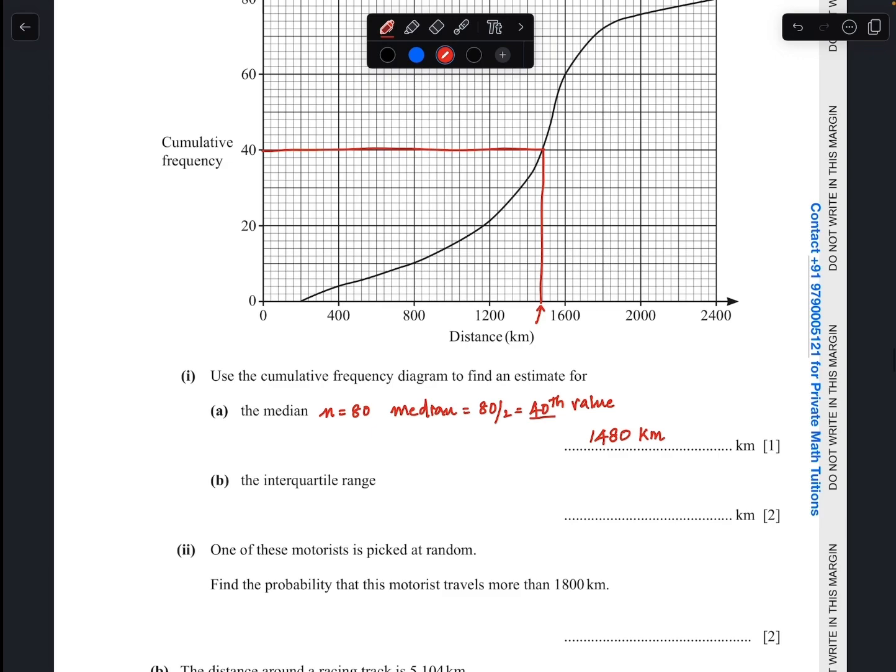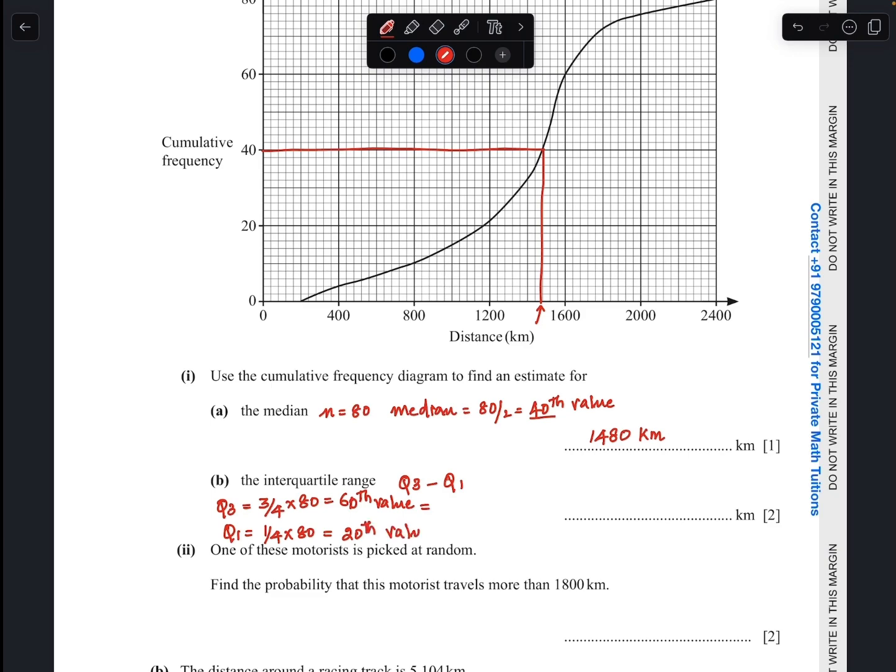Then subdivision B, interquartile range, which is Q3 minus Q1. So what is Q3? Q3 is equal to 3 by 4 of 80, which is nothing but the 60th value. Let's complete Q1 also. Q1 is equal to 1/4 of 80, which is the 20th value.